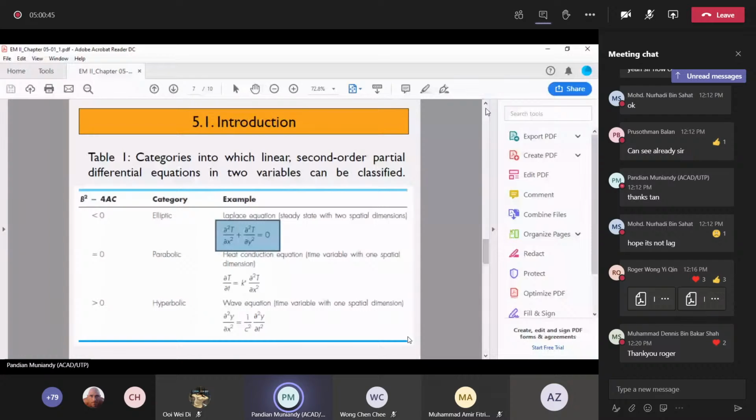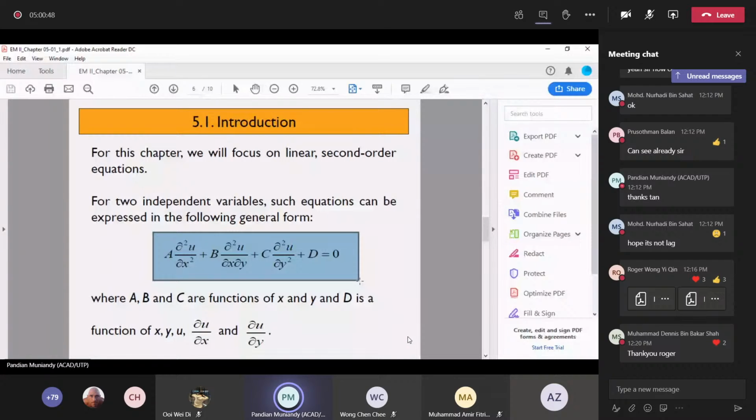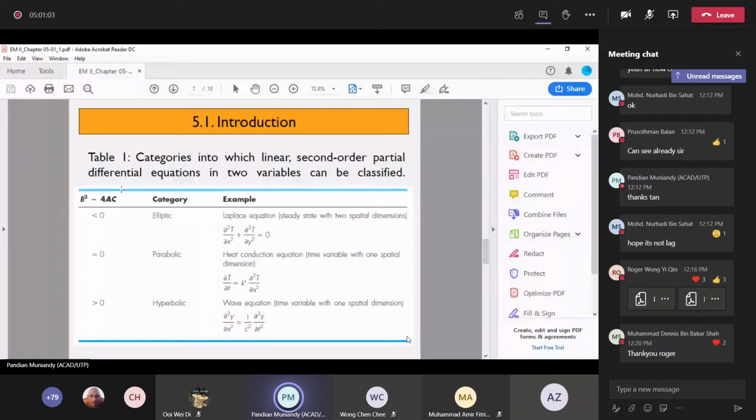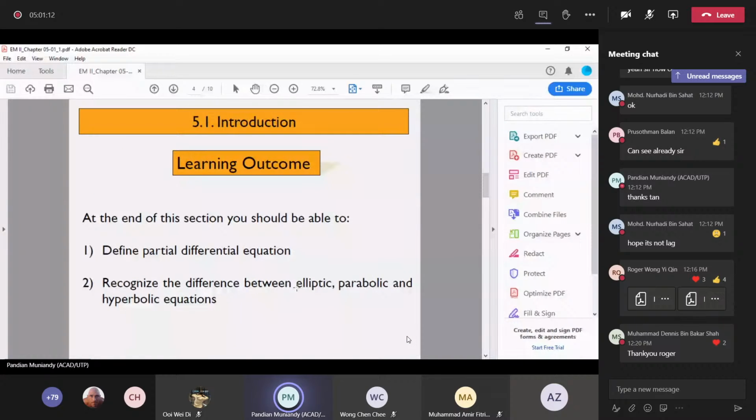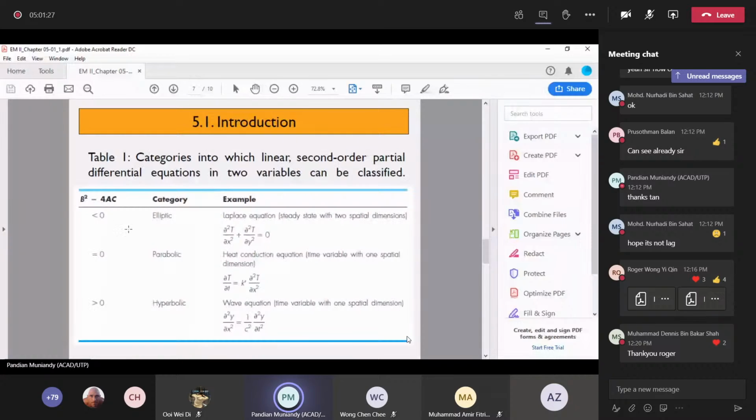So B squared minus 4AC, calculate. B is 0 squared, minus 4 times A is 1 times C is 1. So the answer is minus 4. Minus 4 is less than 0, so it is called elliptic. If this condition is satisfied, then it is elliptic. Before this slide, you didn't know how to classify. This is called classification; category is called classification. So the criterion for elliptic is that B squared minus 4AC must be less than 0.